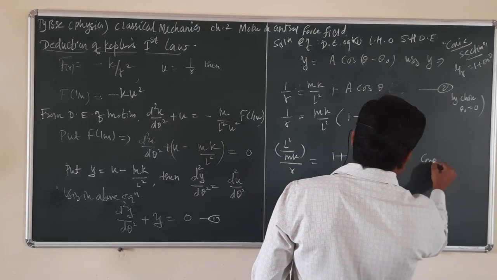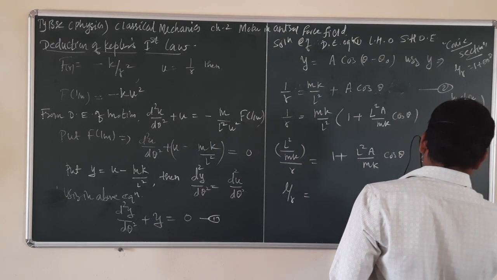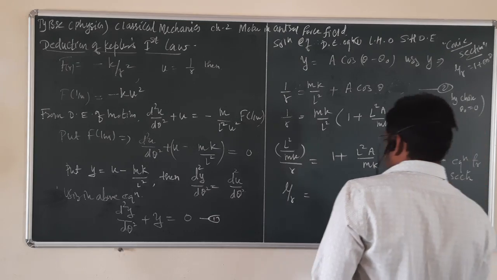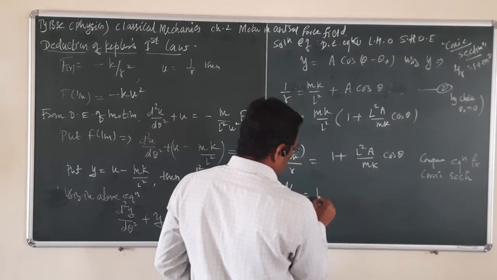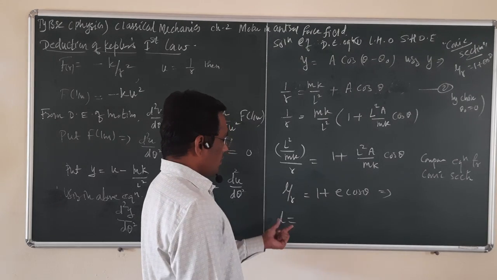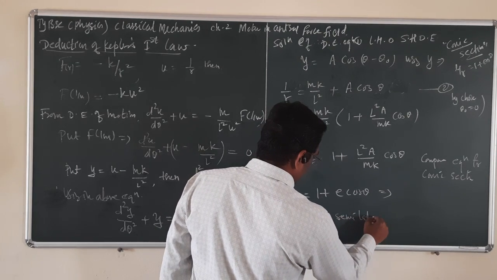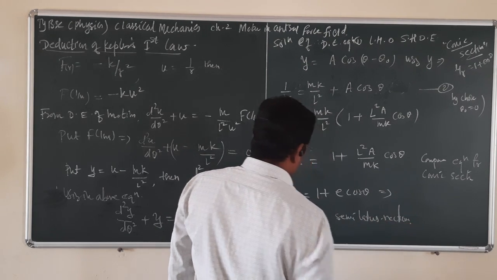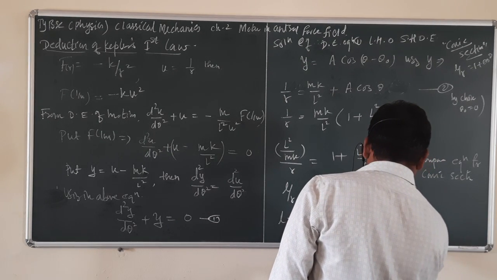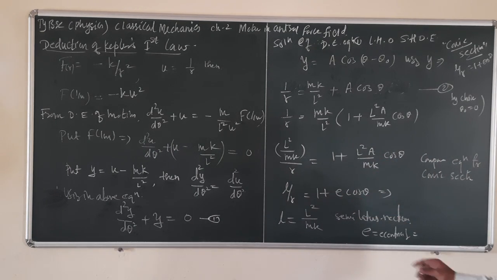Now compare with the equation for conic section. What is that equation? L upon R is equal to 1 plus E cos theta. We get L, which is semi latus rectum, as L square divided by MK, and eccentricity E as, if we compare to this equation, L square A divided by MK. So call this equation number 3.